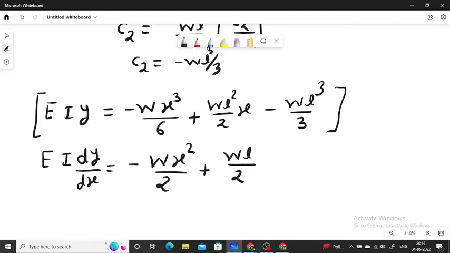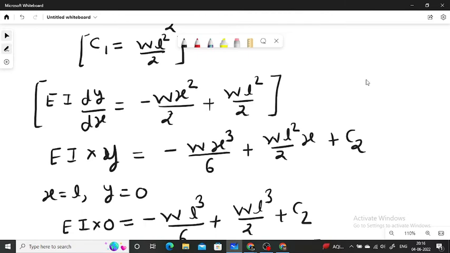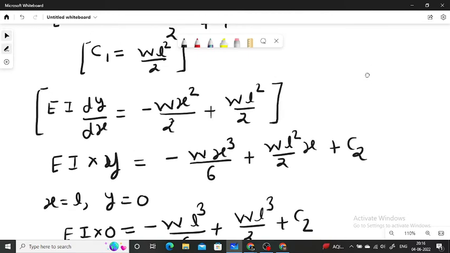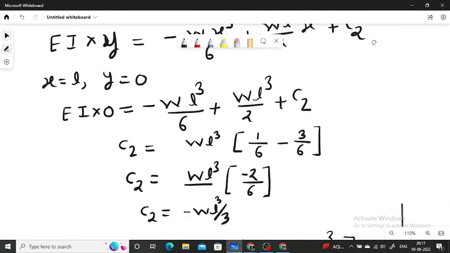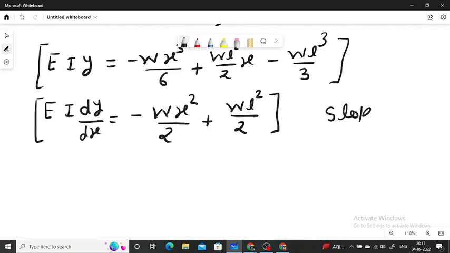Wait a minute, what is the value of C1? C1 is equal to WL square by 2. This is the equation for slope, and this is the equation for deflection for a cantilever beam having a point load at its free end.